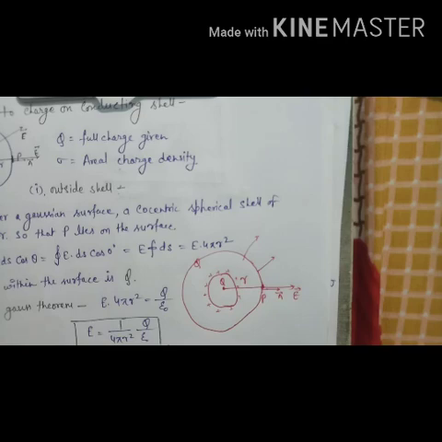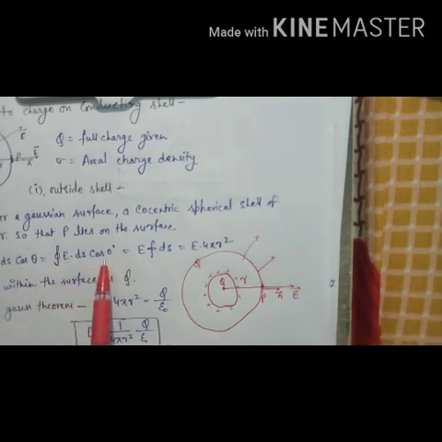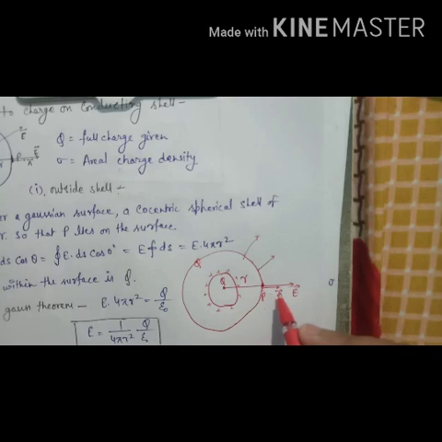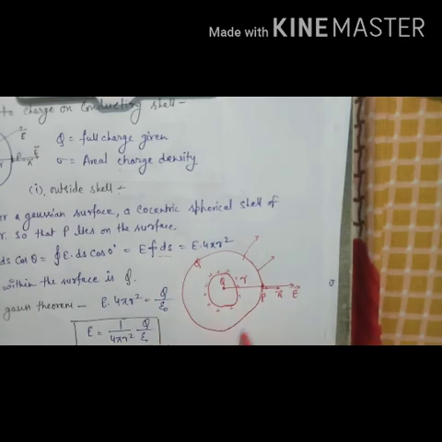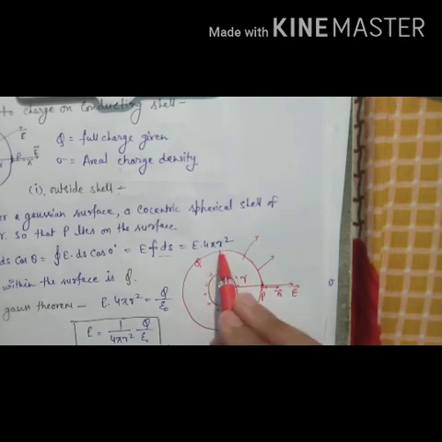Then we find out E dS cos theta. Here we have E dS cos theta, where cos theta is 1, because the angle between the electric field and the area vector is 0. So we have E dS, and we know that for a spherical body, dS is the surface area. So we have E times 4 pi r square.